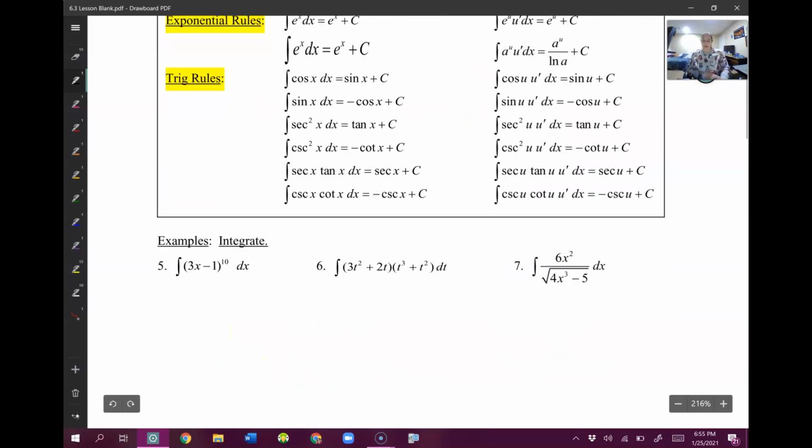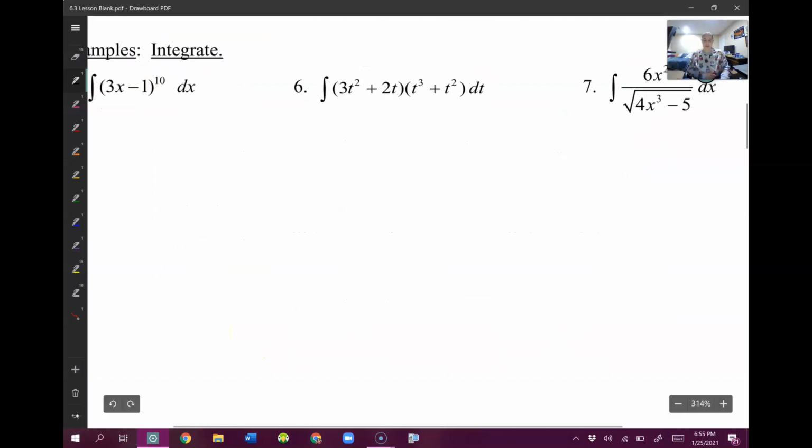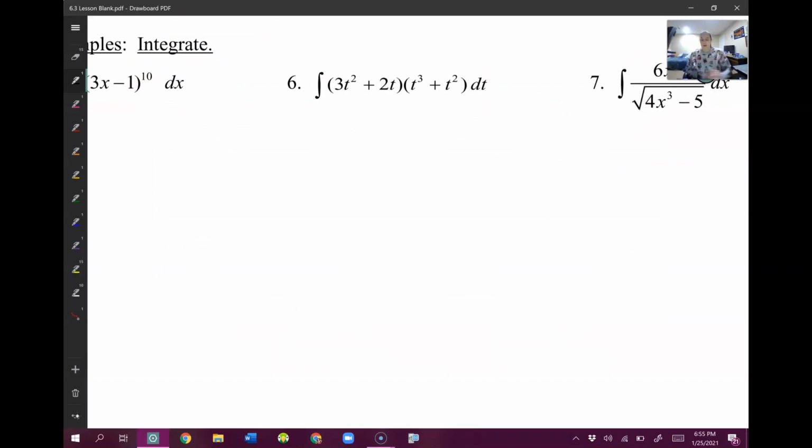Now, let's try this in our first example. Let's do number 6 first. So I look at number 6. I have two things happening here. Do you notice that one of these things is the derivative of the other? So whichever one is our original, we're going to call it u. So we're going to say u equals 2t cubed plus t squared.